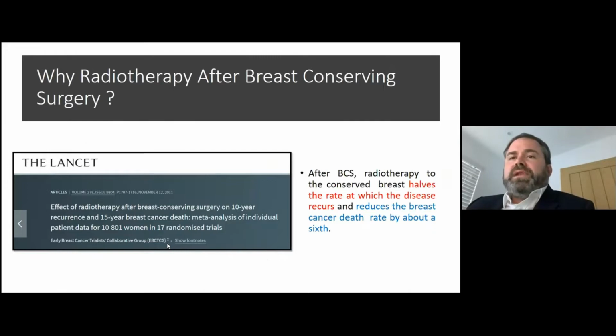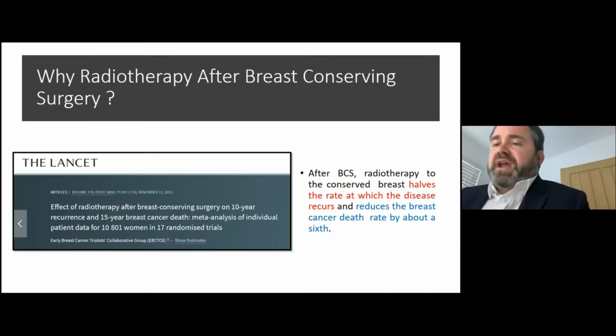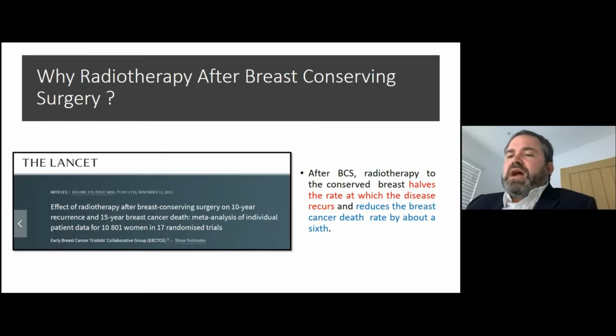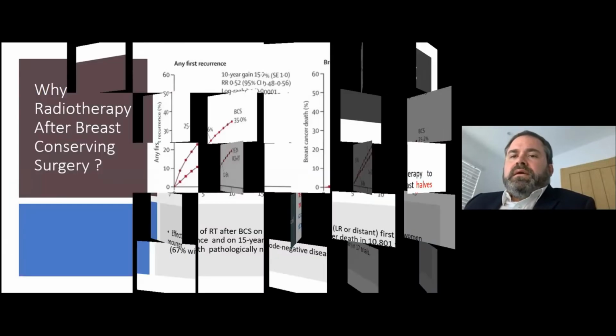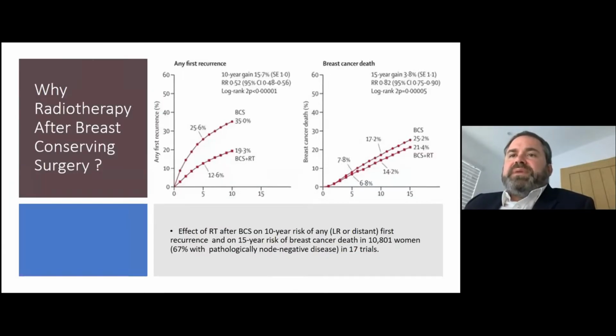To complement surgical evolution, the question was raised, why do we do radiotherapy after breast conserving surgery? Essentially, radiation post breast conserving surgery has demonstrated reduction in the rates of both local recurrence and breast cancer death. Next slide, please. You can see here from the Lancet paper, first recurrences with breast cancer surgery and radiotherapy reduced, and also breast cancer death. So it's an important modality of treatment to offer patients who've had breast conserving surgery. Next slide, please.